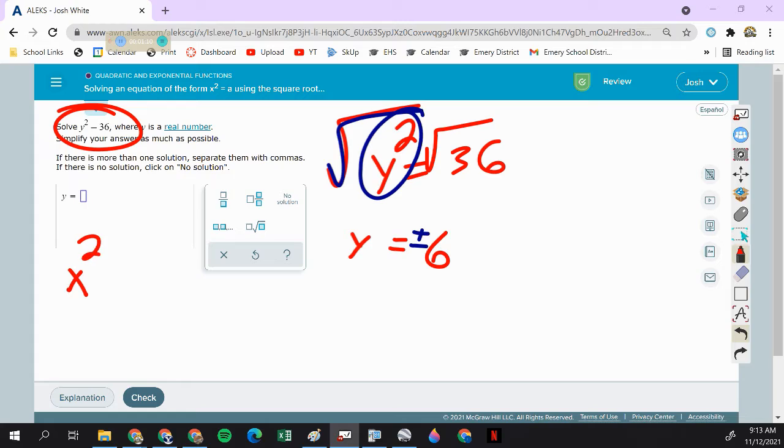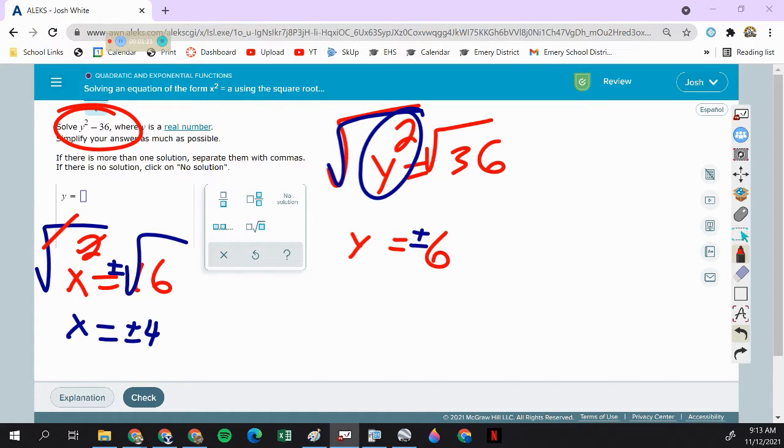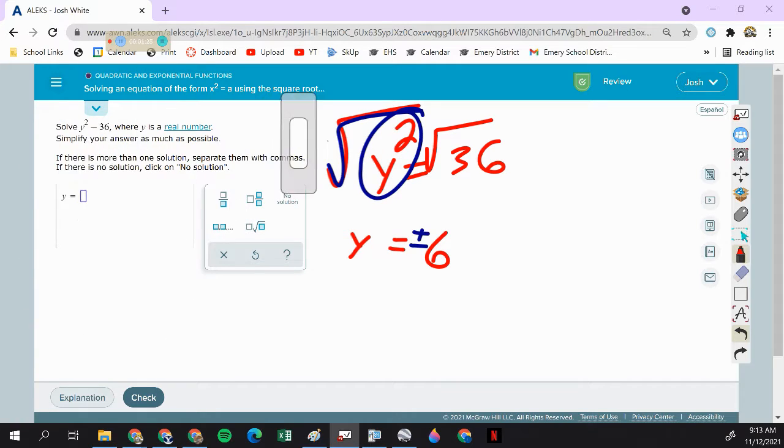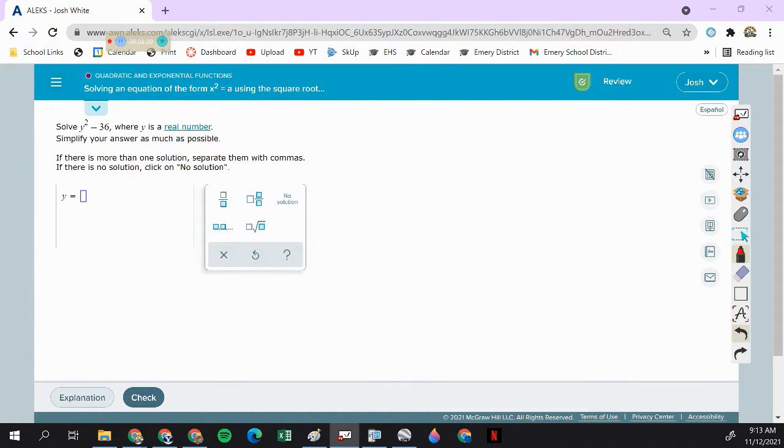So if we had x squared is equal to 16, and I square root both sides, and when you square root an x squared, you need to put plus or minus on the other side, which gives us x equals plus or minus 4. Okay? And that is something that is going to follow you through all of your math classes, so don't forget that rule.